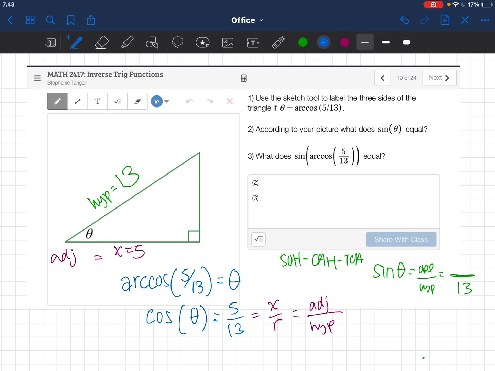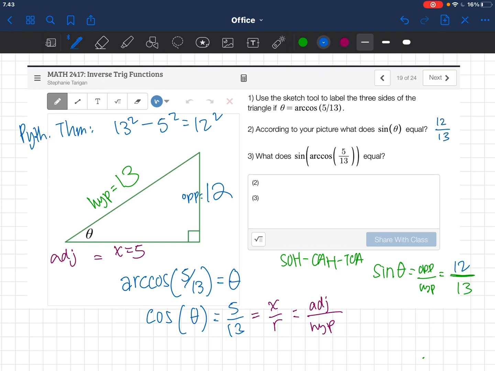Go back to the Pythagorean theorem, which was hypotenuse squared minus one of the sides, which gives us the other side, right? So 12. This is your opposite side. So sine theta is 12/13.